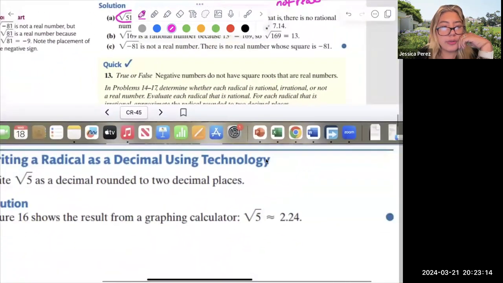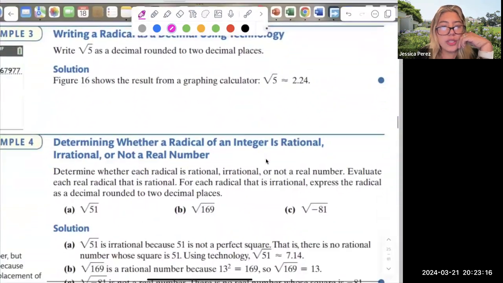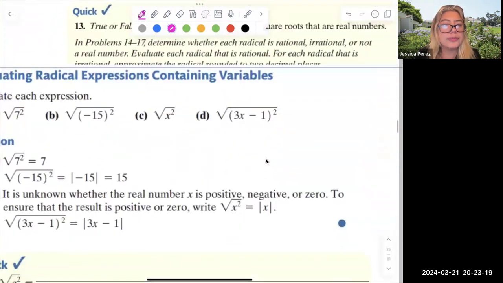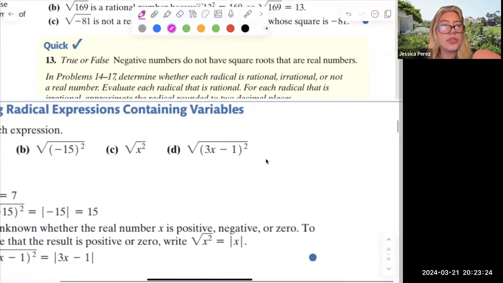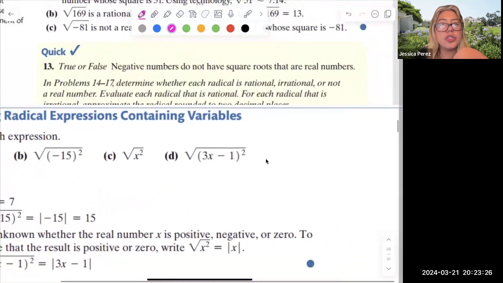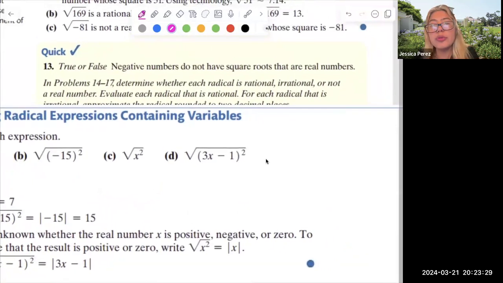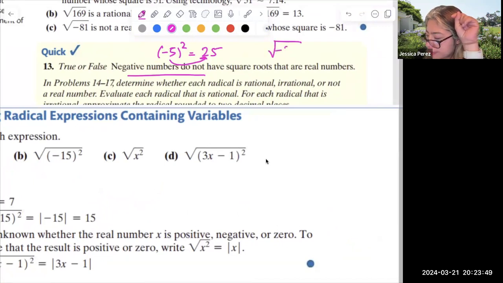So let's go over here. This one's a copy of the other one. So let me scroll down. Let's look at this one. There's a true or false. True or false? Negative numbers do not have square roots that are real. That's false because negative numbers do have square roots. Basically they're saying -5 squared is 25. Yes, a negative number does have a square root, but you cannot have a negative within the square root. So this is not allowed.